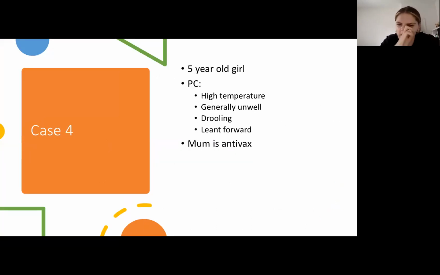Okay, so we're going to move on to case 4 now. This is a 5-year-old girl. She's got a high temperature. She's quite unwell. She's drooling and she's leant forward. Her mum is an anti-vaxxer. Anyone like to tell me what they think this is?